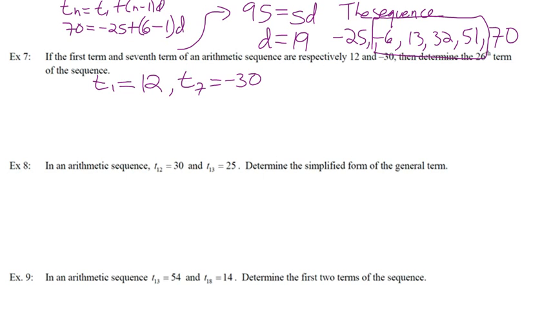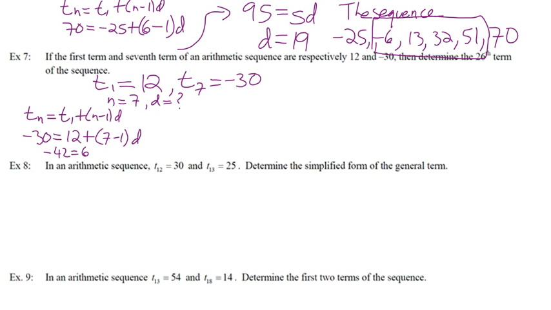Okay? So here, we're going to say for this, n is 7, and we don't know what D is, but it is the same for the entire sequence. So Tn is T1 plus n minus 1 times D. We're doing T7, so negative 30 is 12 plus, n is 7, 7 minus 1 times D. Negative 42 is 6D, and so D is negative 7. Right? I'm just going through quick now.